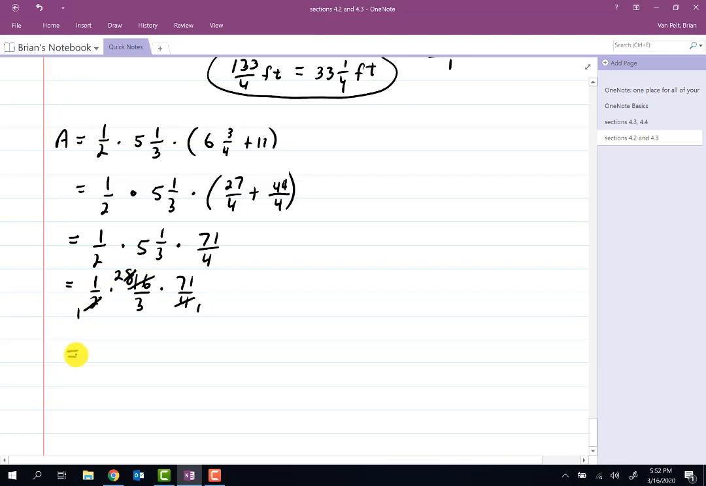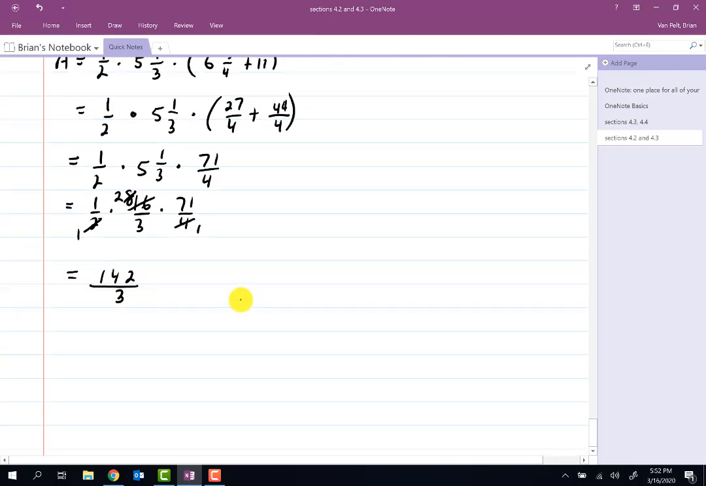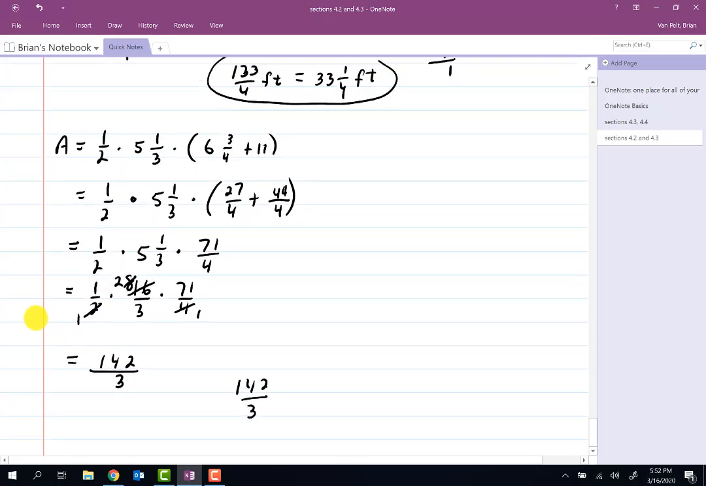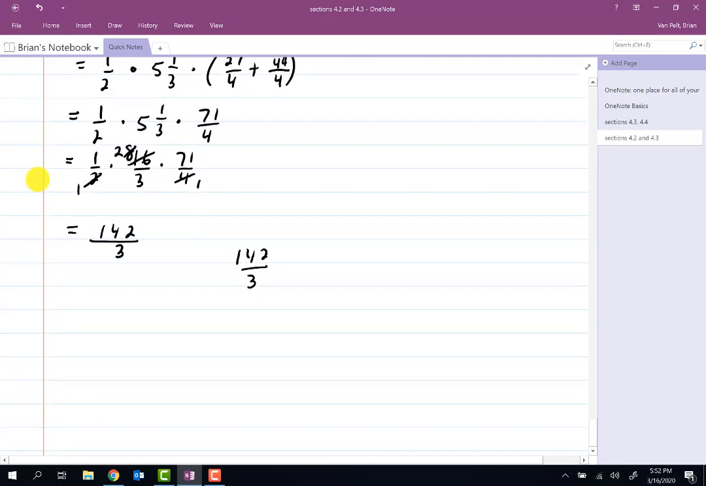So let me see what all I have left. On the top, I have 2 times 71. So I have 142 over 3. So my answer is 142 over 3. And my units were feet, so we need feet squared. And then I put the equals because I'm going to do long division to change it to a mixed number.